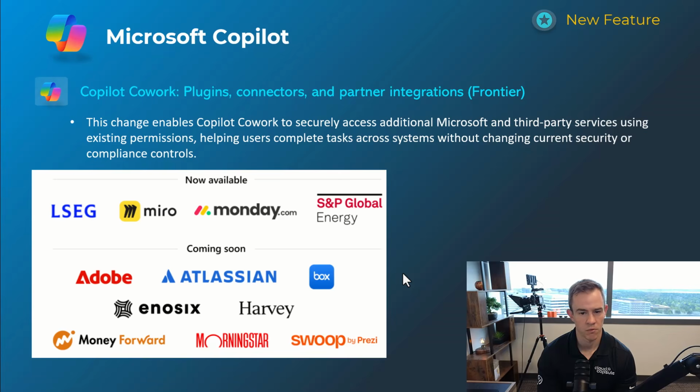Most popular probably was Monday or Miro in our space at least. And then they have some coming here for Atlassian, with Jira, Box, Adobe. So those are some common ones there too that you might want to start looking at for integration.